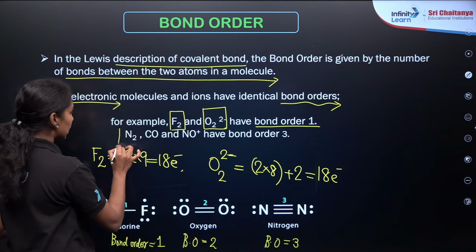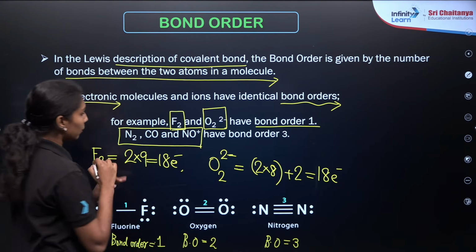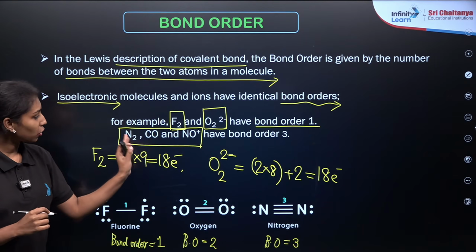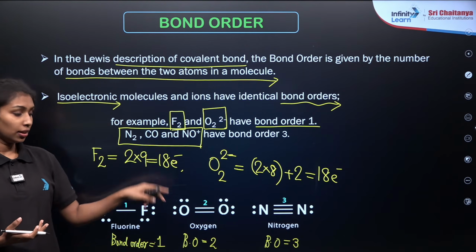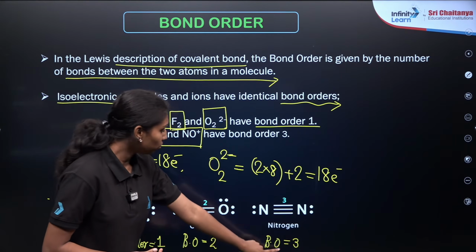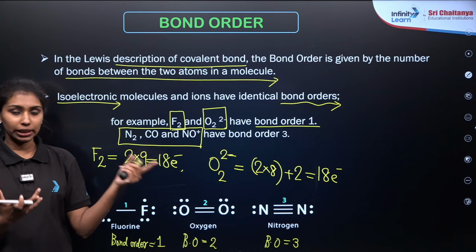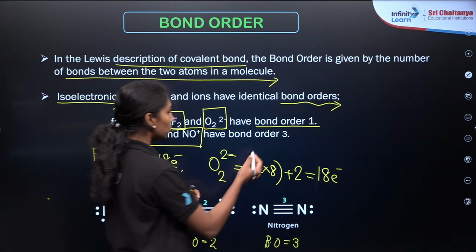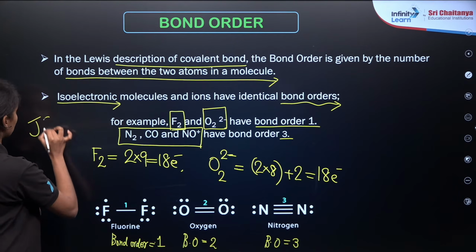Same type of example is already given here. If you compare the total number of electrons in N2, CO and NO plus molecules, you can identify that each has a total of 14 electrons. For the N2 molecule, bond order is 3, so CO and NO plus, having the same number of electrons, 14, will also have a bond order of 3. So this point is very important from the JEE or NEET examination point of view.